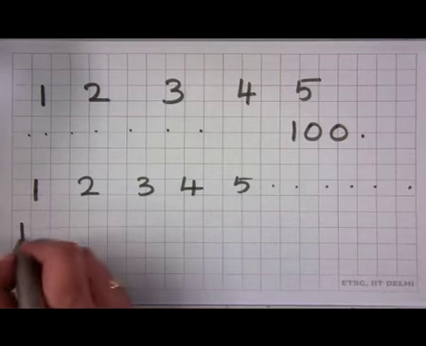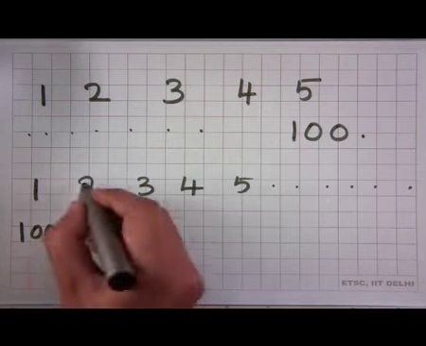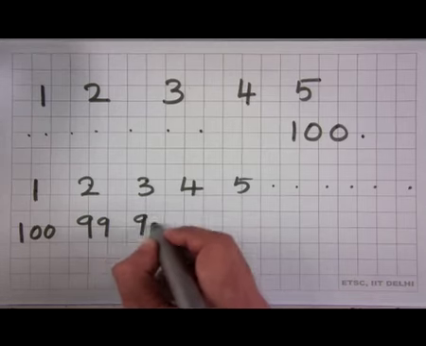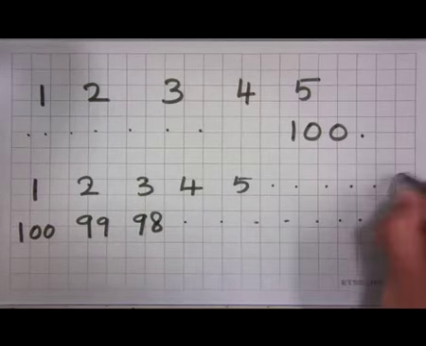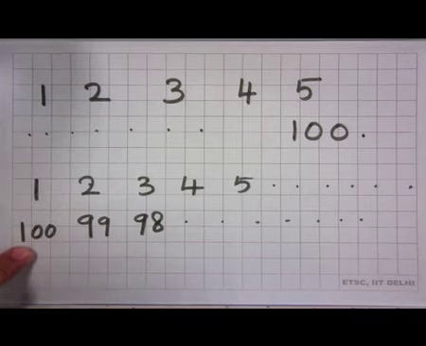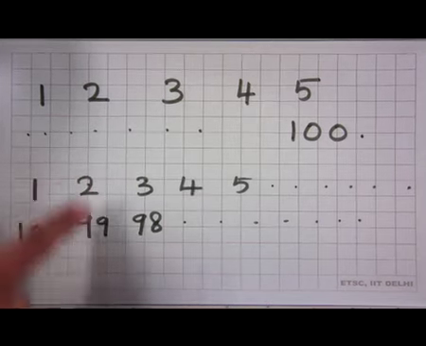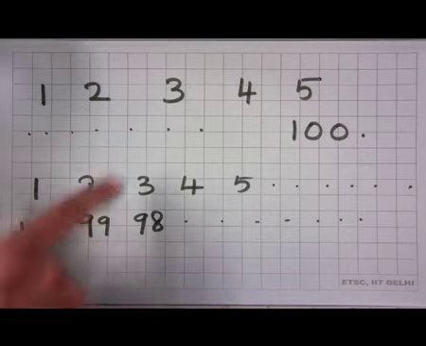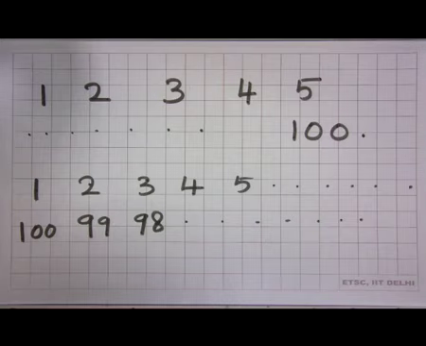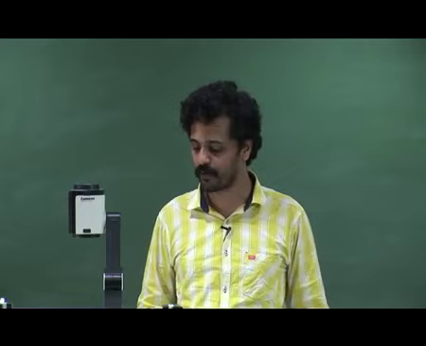Group 1 and 100 together, group 2 and 99 together, group 3 and 98 together, and so on. This is pairing the 100 numbers. Do you observe that the sum in each pair is 101? The sum of 1 and 100 is 101. Sum of 2 and 99 is 101. Sum of 3 and 98 is 101, and so on. So, the sum in each pair is 101.